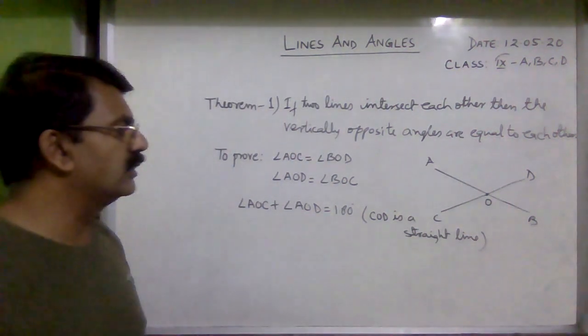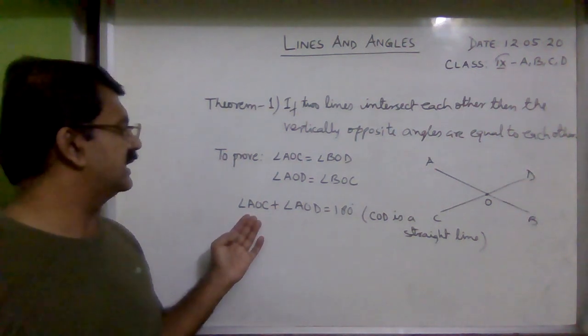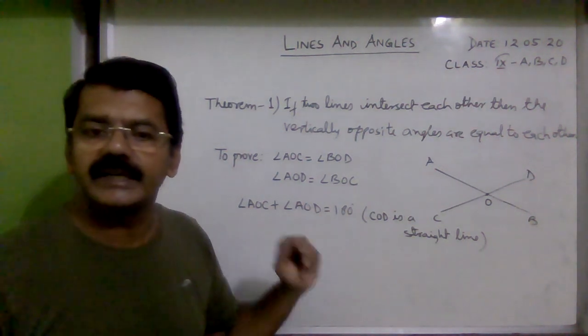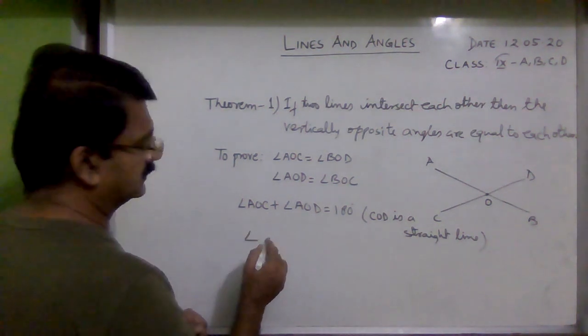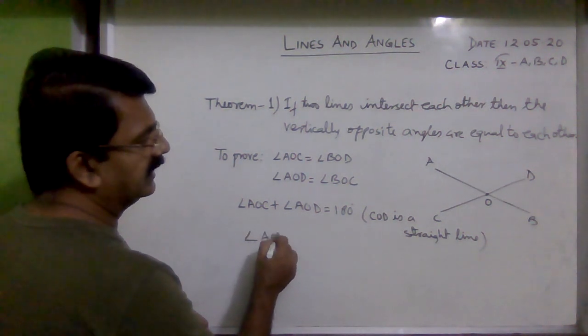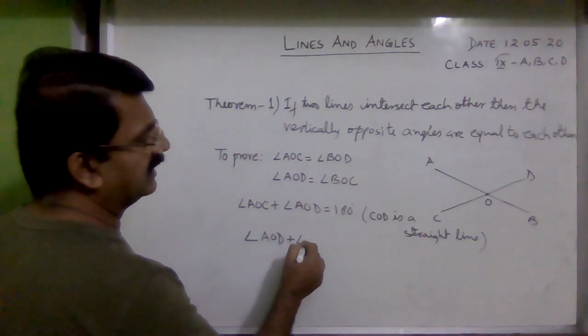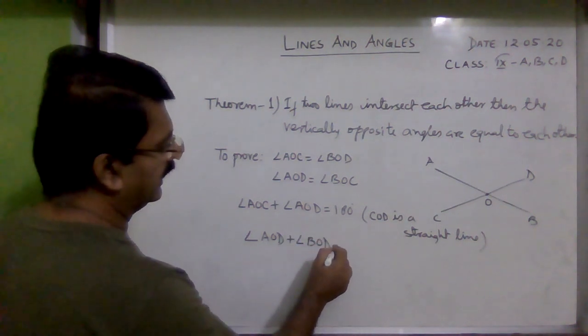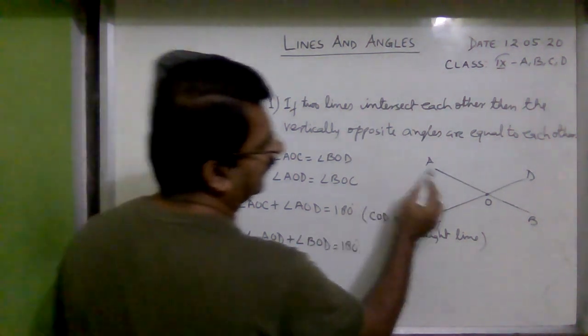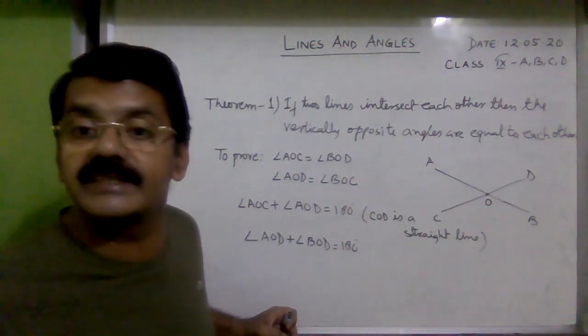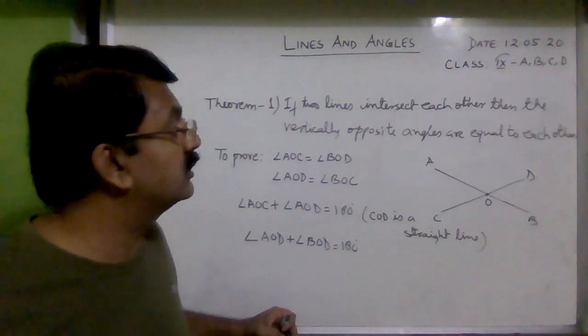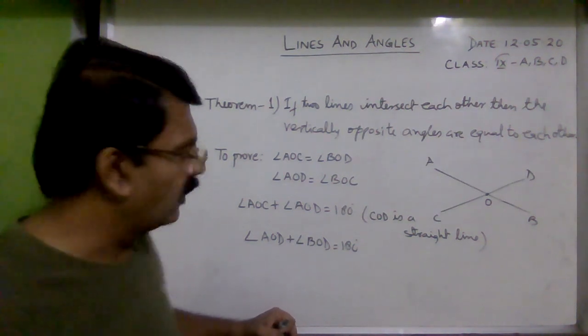Okay, as COD is a straight line, we can say that angle AOC plus angle AOD is 180 degrees. Then you write angle AOD plus angle BOD is equal to 180. See, angle AOD and BOD is 180 because again AB is a straight line. Again by axiom 1, as AB is a straight line, the sum of these two angles will be 180.